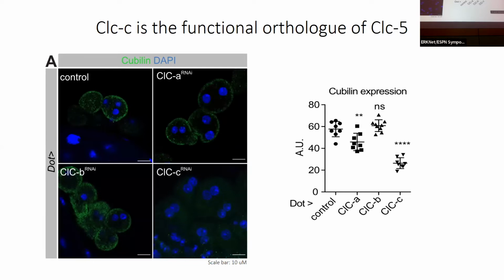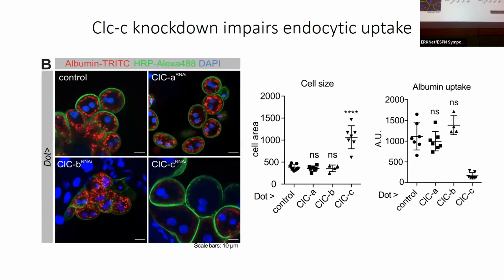And here you can see the control set. Cubilin is on the outside here on the surface. And only when we knock down CLCc, we see a loss of the cubilin. And this has the consequence that we have a reduced albumin uptake. So here is an experiment ex vivo where we use the endocytic tracer albumin to see how the uptake works. And you can see only the CLCc knockdown has a decreased or even completely missing uptake. You can also appreciate that the cell size is much increased. This is quantified here, possibly as a consequence of the decreased endocytosis.